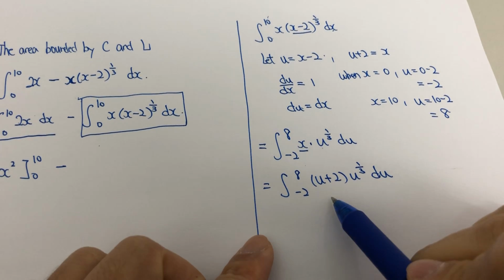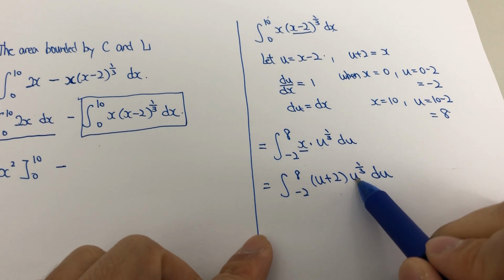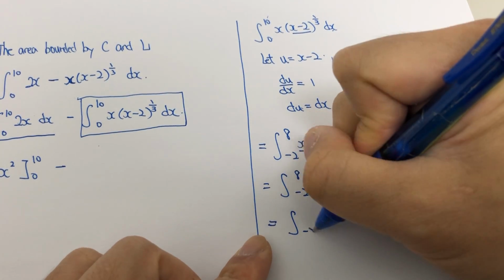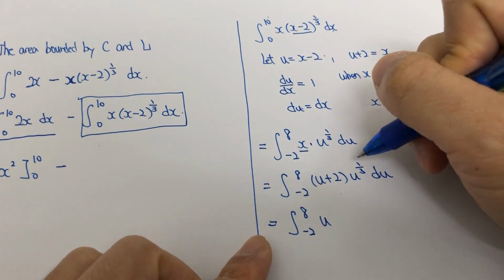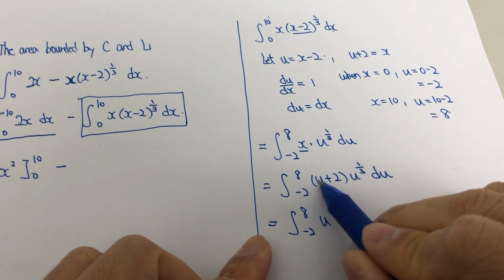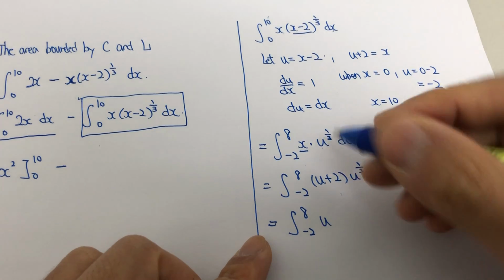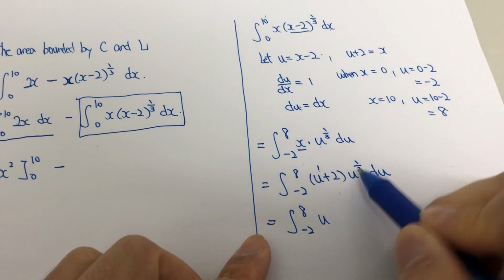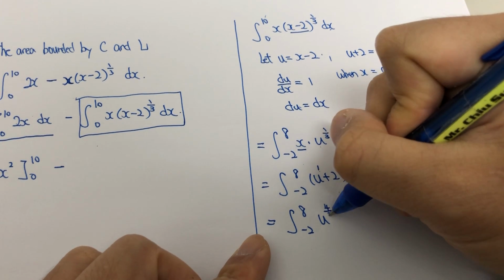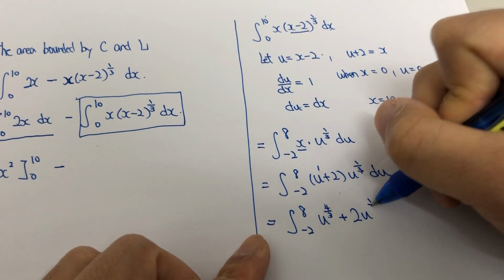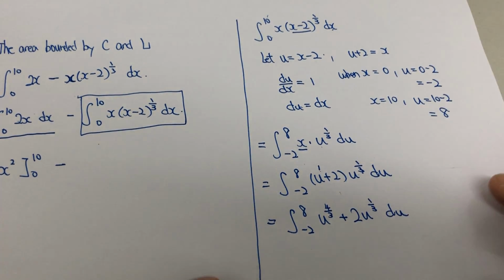So now, next, we could just give the u to the power of 1 over 3 to everyone, so that we have, from negative 2 to 8, u to the power of 1 over 3. When they times together, we need to add the indexes up. So 1 plus 1 over 3 becomes 4 over 3. And then 2u to the power of 1 over 3, and then du. Okay?